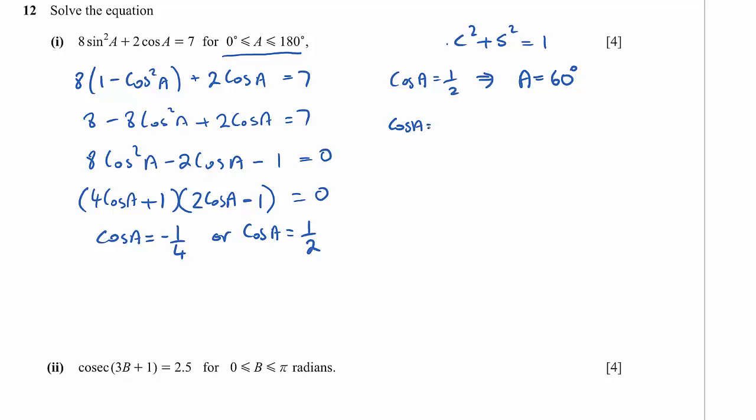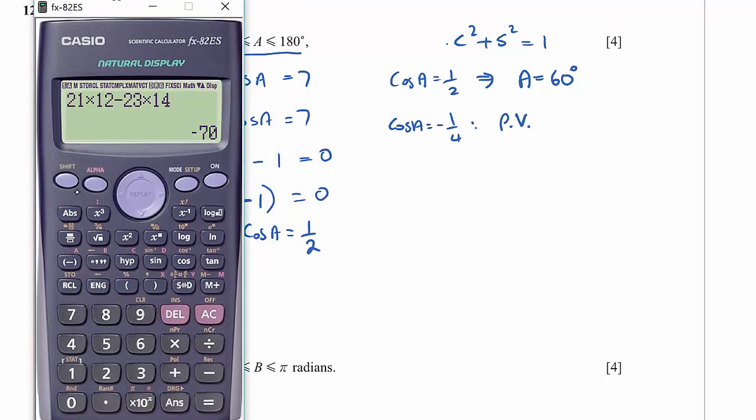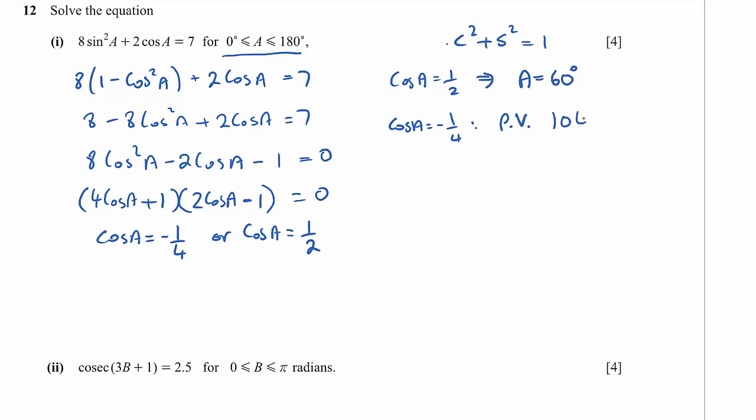Now, with the cos a being equal to negative a quarter, the principal value is going to be, now just let's make sure that we're in degree mode, the inverse cosine of negative 1 quarter. And that's 104.5 degrees, we'll say, which is in the range.